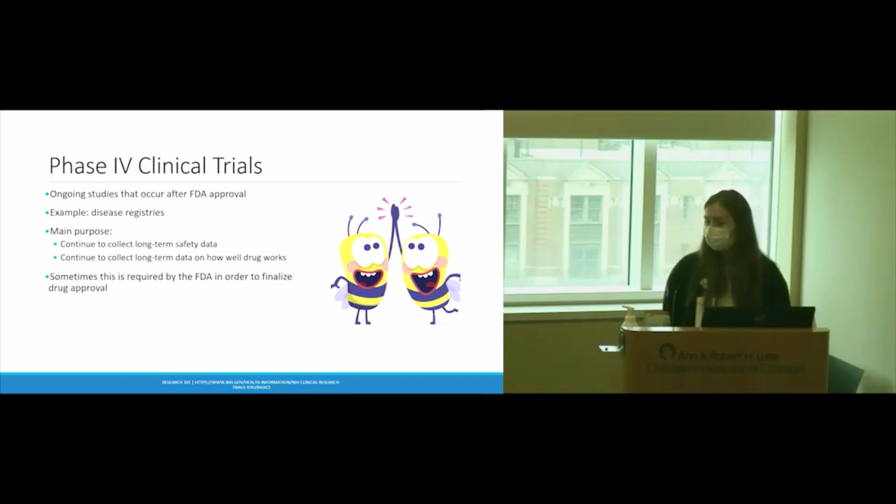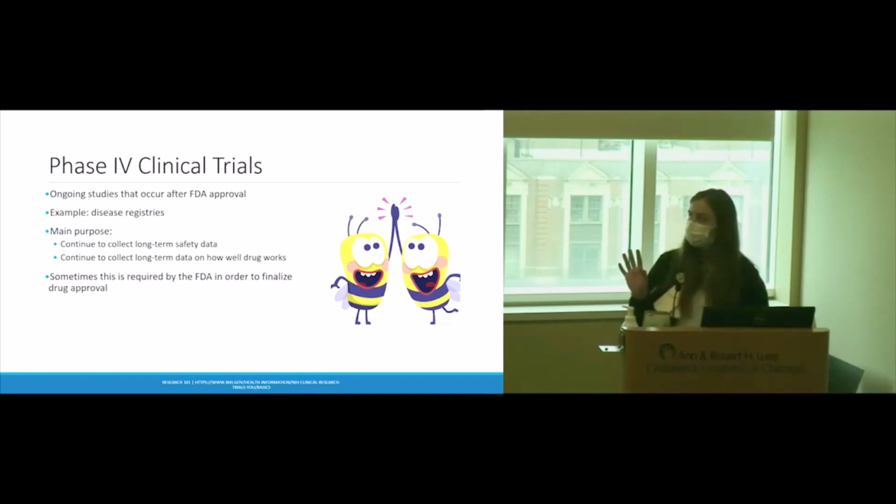So we know the more data that we can gather on more patients and how they're being treated, the better we can answer a question about how well a drug is working and how good of an option it is. An example of this is disease registries. They can be really important for understanding symptoms of diseases, but also for how well treatments are working.